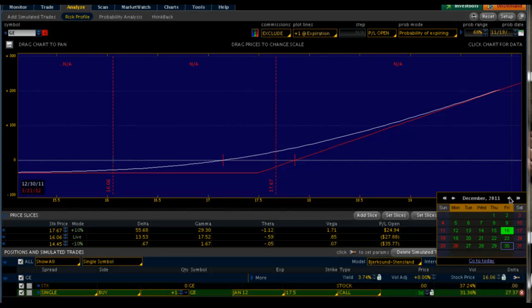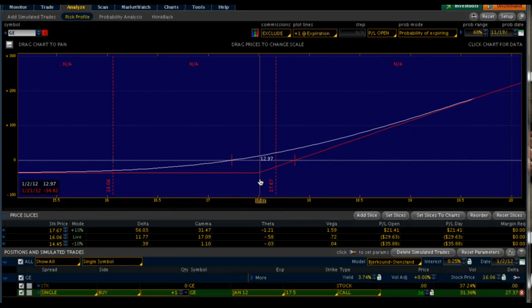But let's say you are right in the direction, and let's say by January, let's go over here to January. Let's say Monday, and you're at $17.50. As you can see on the white line, you're making like $13. That's not a whole lot. That's just one contract. But $13 and you only had to front up $36. That's your maximum loss, $36. That's a pretty good risk reward, to be honest with you.